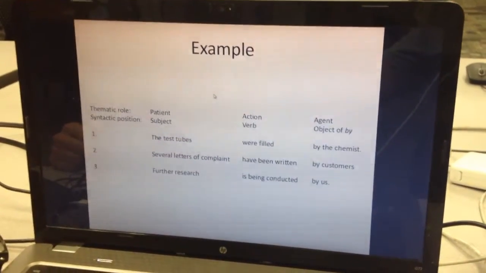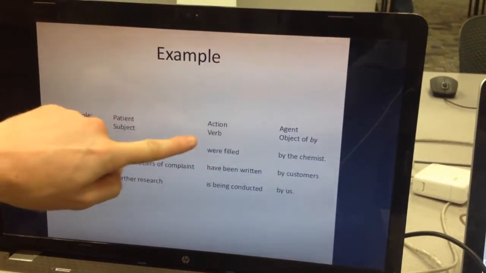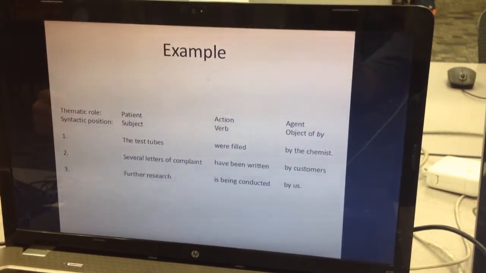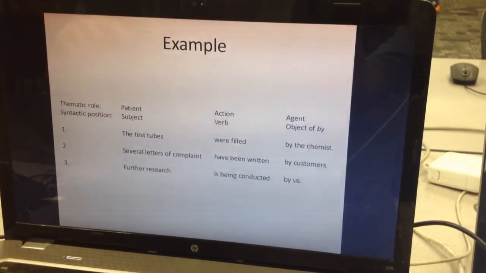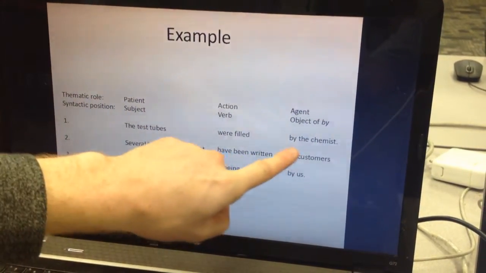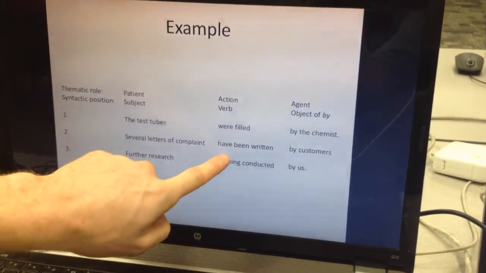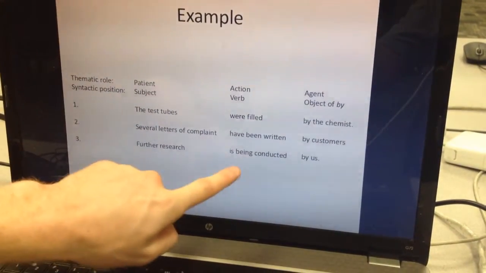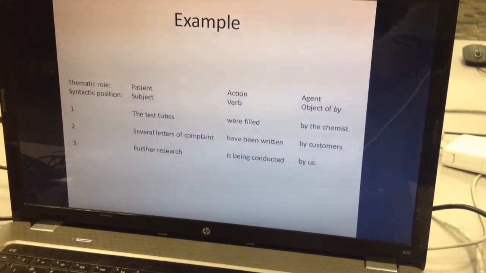For passive structure, you want the patient to be acted on, through an action verb, by the agent, and this usually goes through a to be verb, or to be form. So, the test tubes were filled by the chemist, or several letters of complaint have been written by customers, and further research is being conducted by us. This is the form for passive structure.